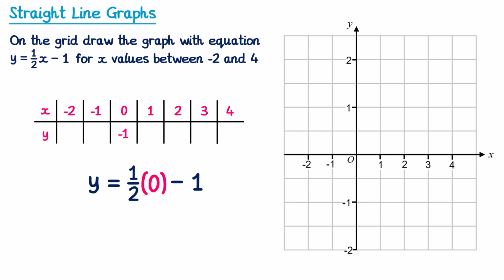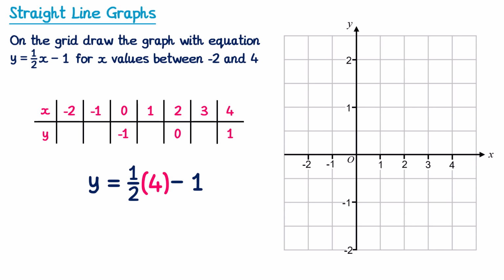Now when you have an equation with half x in it, it's easier to work with the even values of x first. So I'm going to skip out 1 for now and move on to 2. So when x is 2, we've got half of 2 subtract 1. When you do half of 2, you get 1, so we've got 1 take away 1, which is 0. So when x is 2, y would be 0. Now let's skip out 3 and move on to 4. So let's replace the x with a 4. Half of 4 is just 2, so it's 2 take away 1, which is 1. So when x is 4, y is 1.